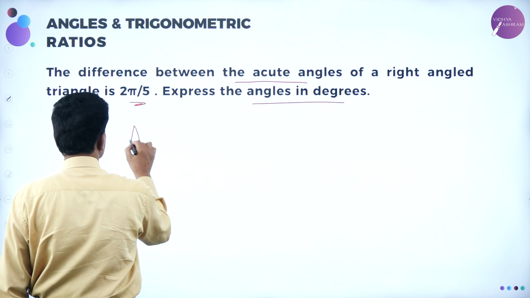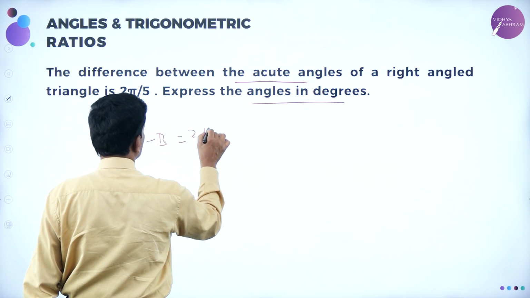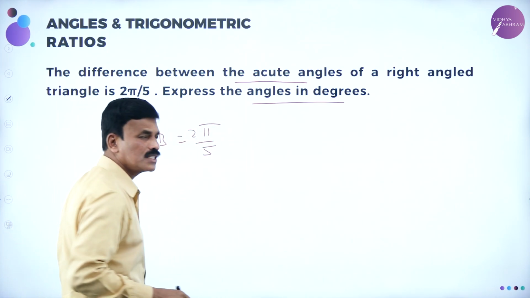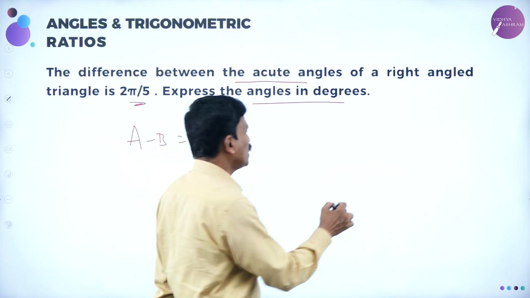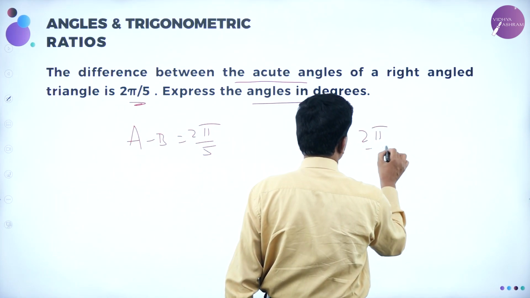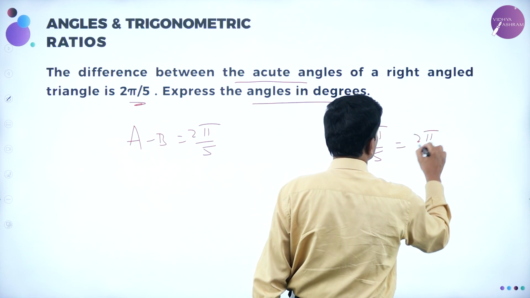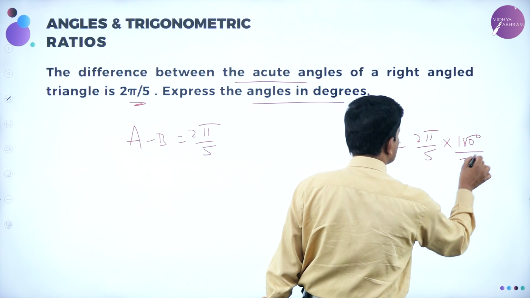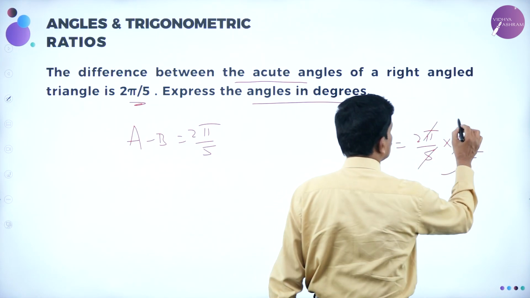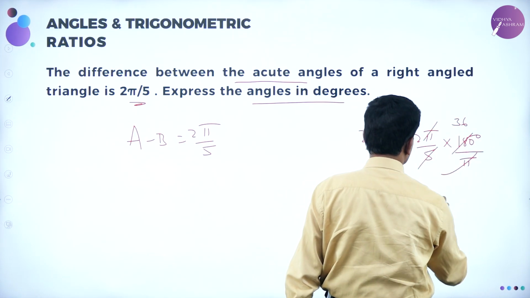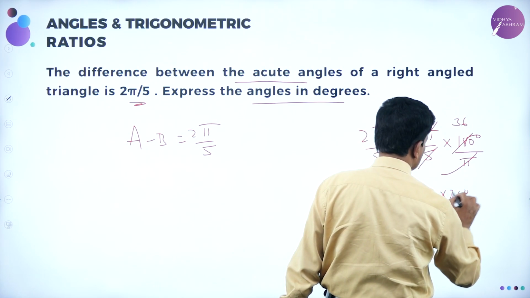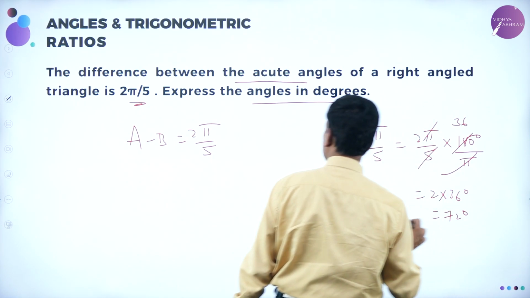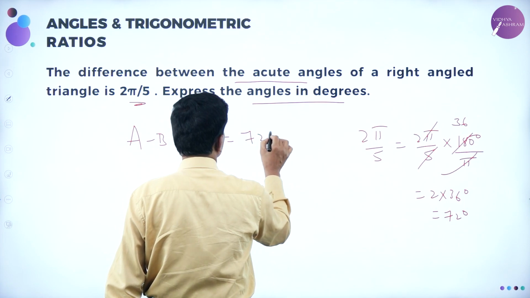Now, the difference is given. A minus B is equal to 2 pi by 5 radians. Now, convert this 2 pi by 5 radians into degrees. 2 pi by 5 is also equal to 2 pi by 5 into 180 divided by pi. Pi and pi get cancelled. 5 3s are 15, 5 6s are 30. 2 into 36 degrees, that is equal to 72 degrees.